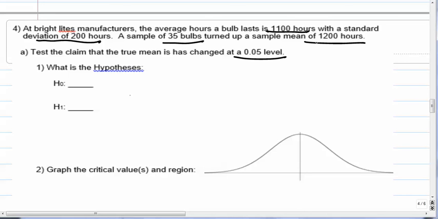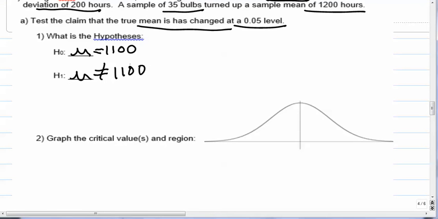What are our hypotheses? Null hypothesis, nothing's changed, so mu is equal to 1,100 hours. Alternative hypothesis, the true mean has changed. Something's different. We don't care if it's higher or lower. It's just not equal to 1,100. What is our critical region going to look like? Well, this is a two-tailed test because, again, we don't care if we're above or below. As long as we're far enough away, we're going to reject the null hypothesis.